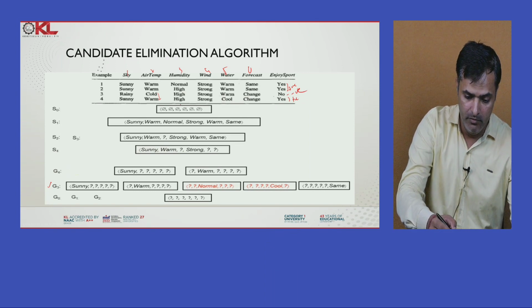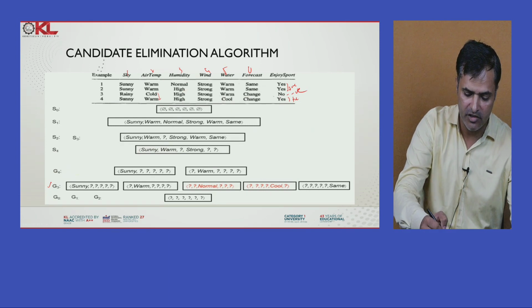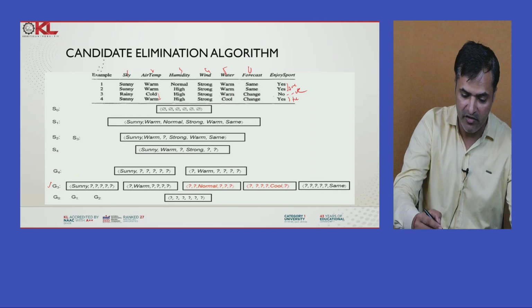Here High, the No is there, so it is not to be replaced. Normal is given, so Normal, and the rest are question marks. Then for Change, where it is Change we replace it: Warm is there, so we replace it with the Cool one, and Change with Same. These are the consistent ones.